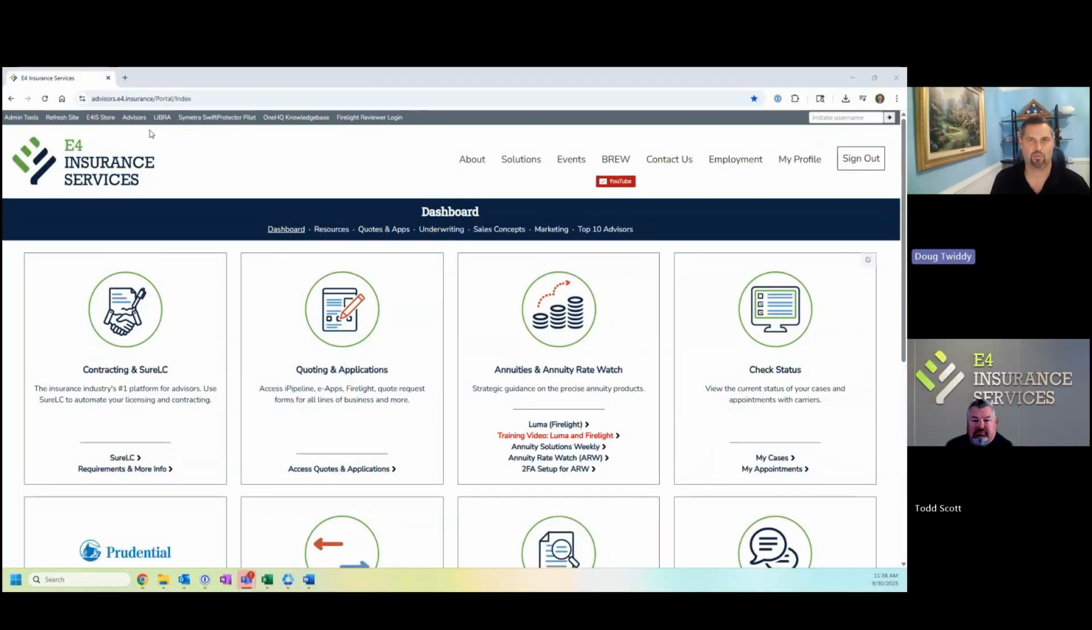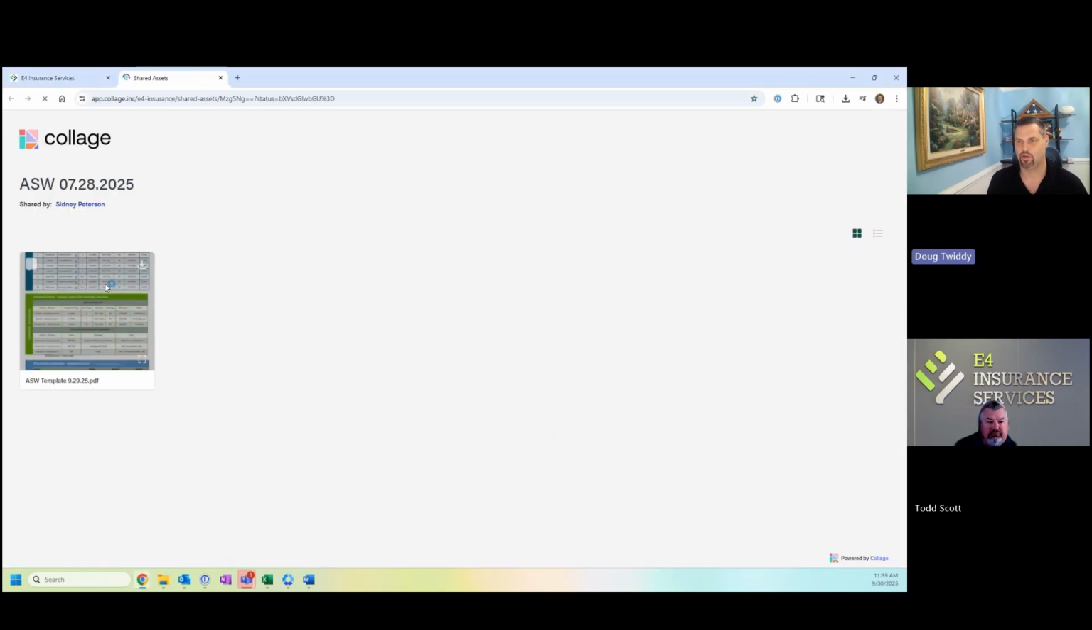If you haven't registered to our website, please do so at advisors.e4.insurance. Once you're in there, you'll have access to basically everything, any contracting applications, some nice sales concepts, and quite a bit more. But from the dashboard, under the Annuities box, we have the Annuity Solutions Weekly link. Super easy. When you open it up, you can just download the current Annuity Solutions Weekly from whatever the previous Monday was.